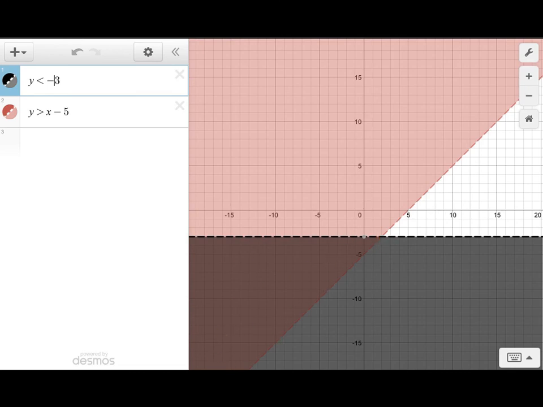Once again, this intersection point would have been the answer if it was a system of equations, but since this is inequalities and it says less than and greater than, it does not include that intersection point. So everything in here are your answers. You must color all those in, and they continue on forever in that section of the plane.